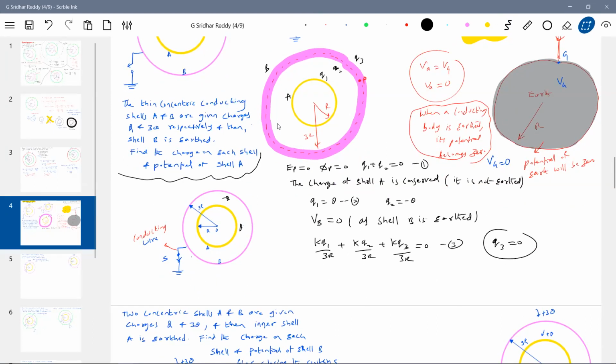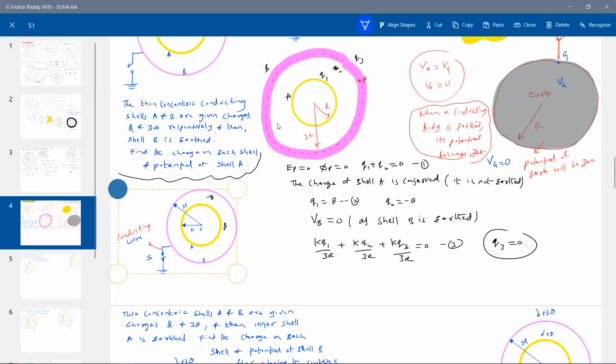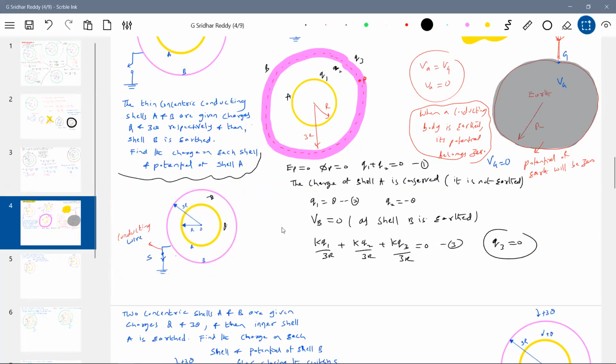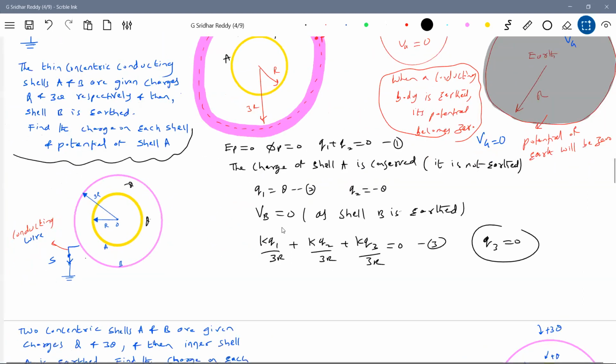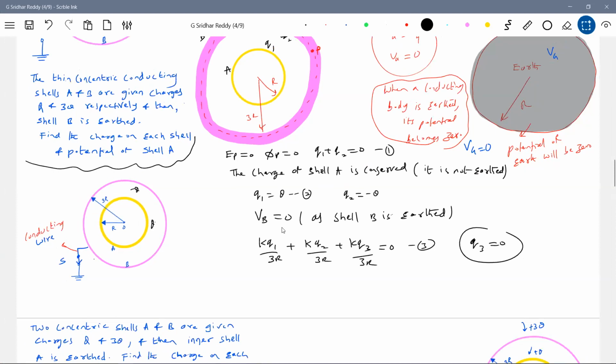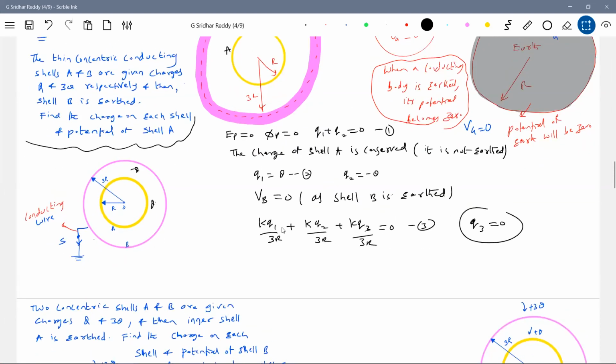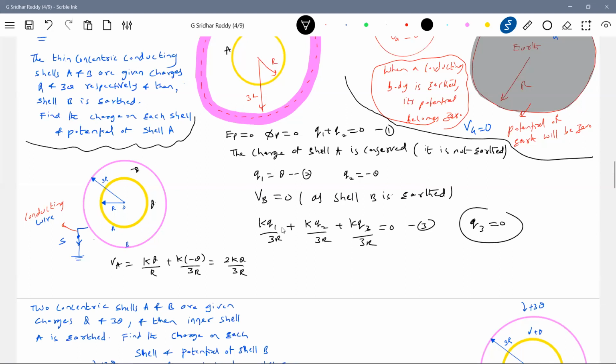Okay, now looking at this, I am asking you to write the potential of shell A. For a shell which is not earthed, its potential should be determined. How to write the potential of shell A? KQ by R plus K times minus Q by 3R, which is 2KQ by 3R.